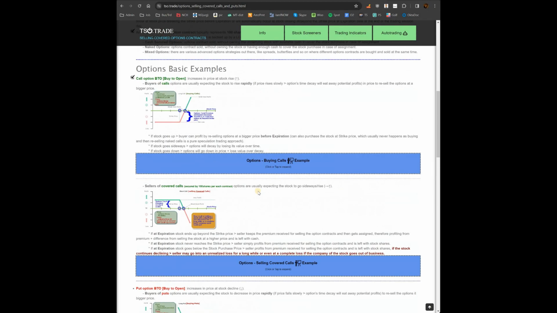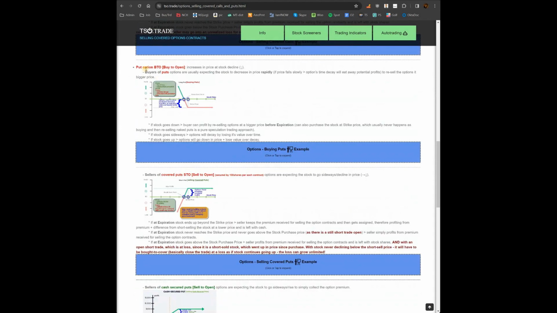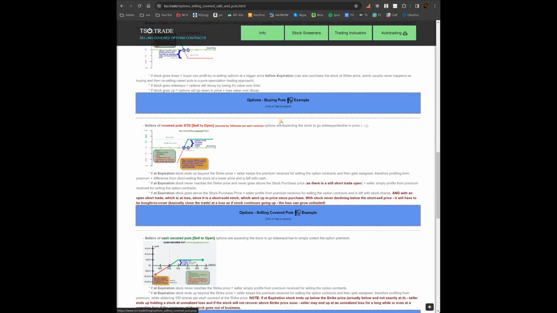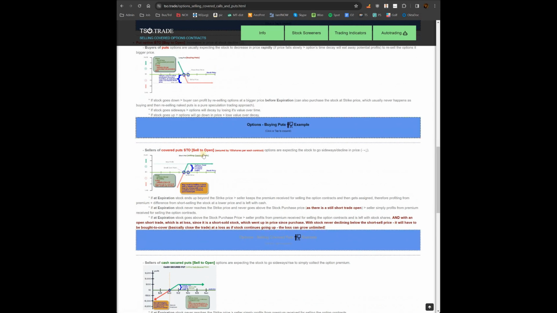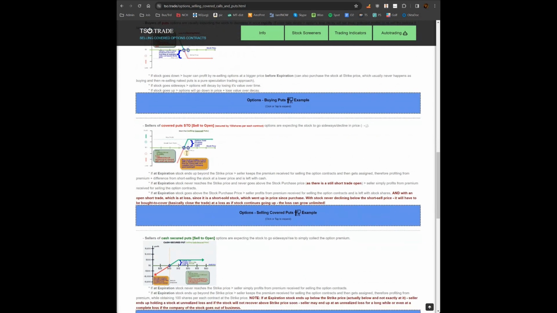So buying calls, selling calls, same way with puts. You buy puts when you expect the price of the stock to go down, then you sell them for a bigger price. Same way you can sell puts. Same concept.